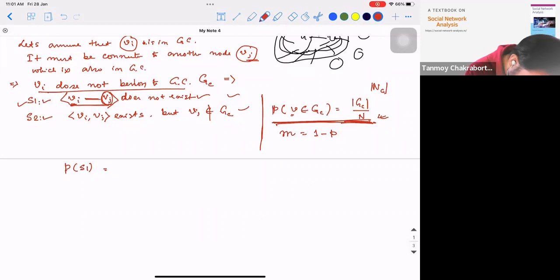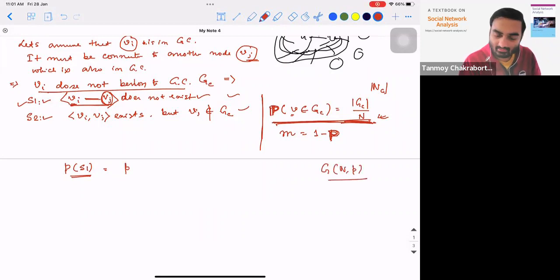Let us denote this by capital P, otherwise you will get confused. Capital P denotes that a random node belongs to a giant component. So what is the probability that a particular edge exists? Small p, we have already started with this notation. G(N, P) is the random graph model, and p is the probability of forming an edge. So the edge doesn't exist with probability 1 minus p. This is the probability of the first scenario.